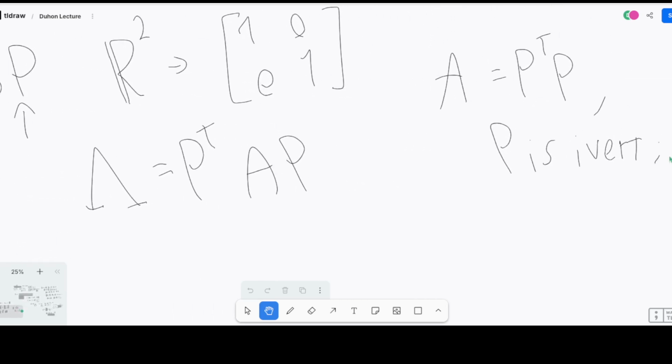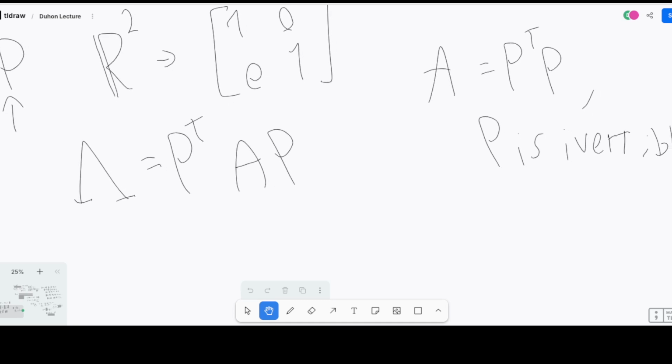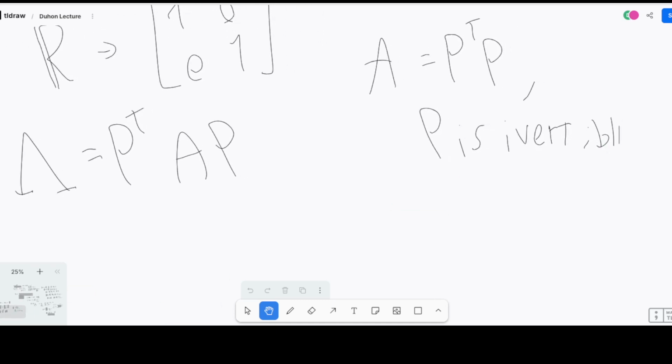So that means that, wait, something else, my brain's going fuzzy. Oh god, what am I doing? I'm having a stroke. P is invertible.